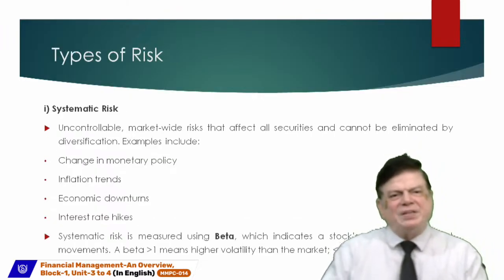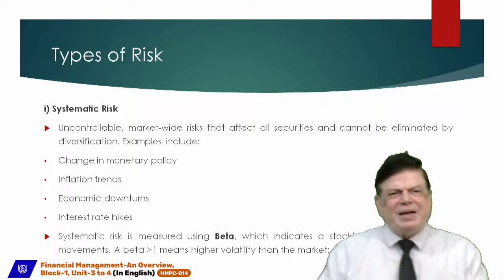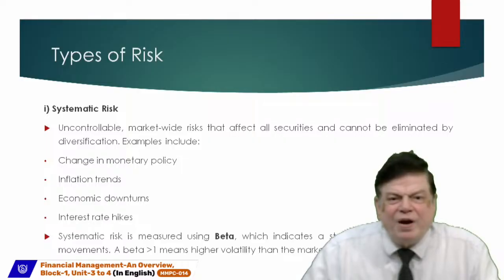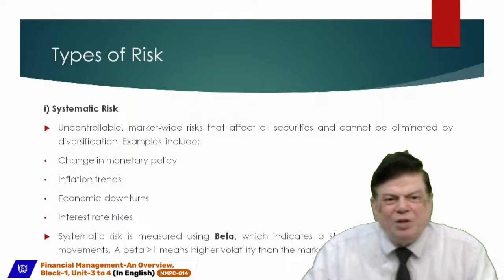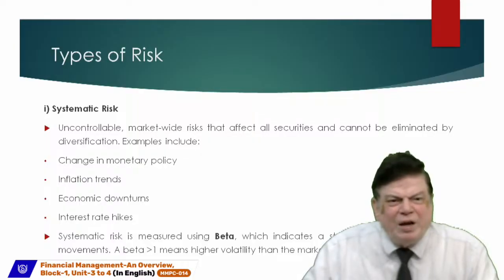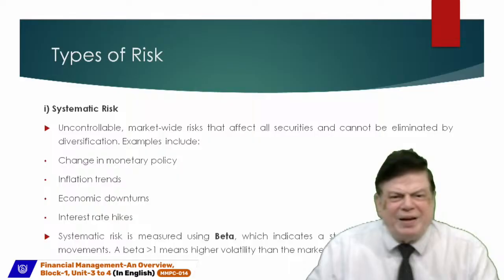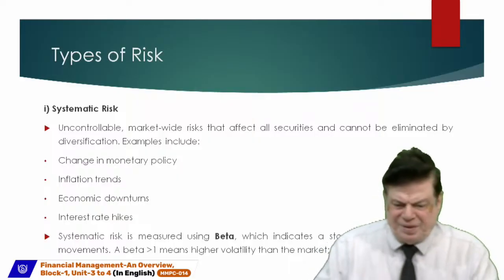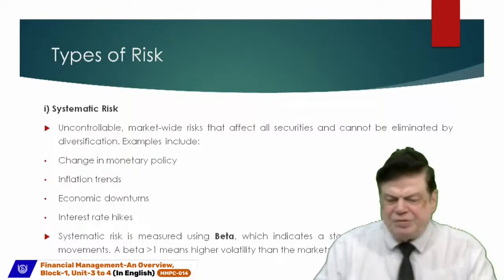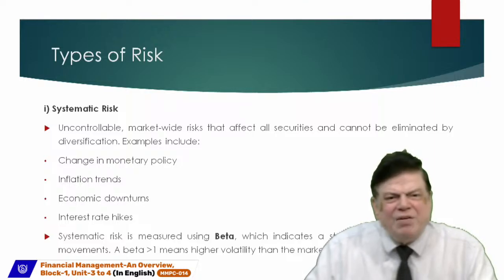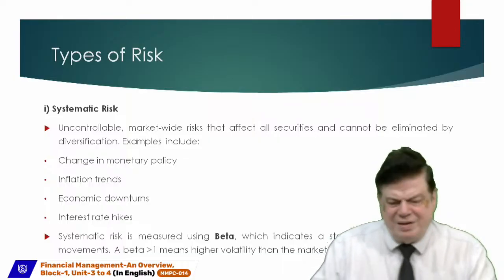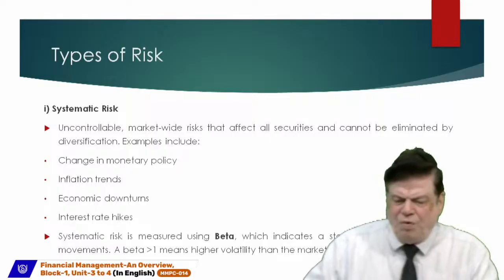Now, types of risk: systematic risk. These are uncontrollable market-wide risks that affect all securities and cannot be eliminated by diversification. Examples are change in monetary policy, inflation trends, economic downturns, interest rate hikes. Systematic risk is measured using beta, which indicates a stock's sensitivity to market movements. A beta more than 1 means higher volatility than the market. Less than 1 means lower volatility.